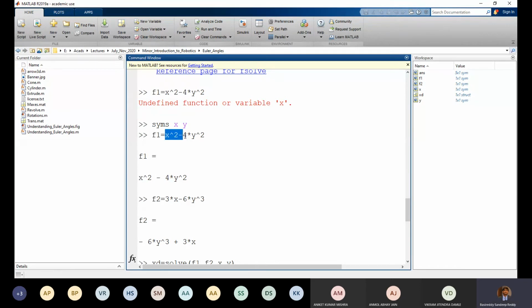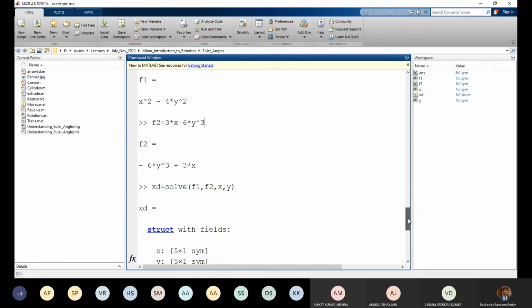Just type this in, x square minus 4y square, and then a second function, 3x minus 6y cube. Both of these you can see are nonlinear. So this also equals 0. And then you can type in xd equals solve. Instead of fsolve, I am just putting in plain solve, f1, f2, comma x, comma y. So it is solving both of these functions, which are equated to 0, for the values of x and y.